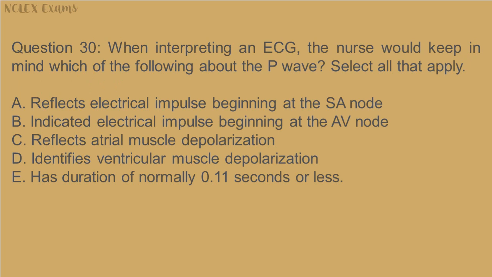Question 30. When interpreting an ECG, the nurse would keep in mind which of the following about the P wave. Select all that apply. A. Reflects electrical impulse beginning at the SA node. B. Indicates electrical impulse beginning at the AV node. C. Reflects atrial muscle depolarization. D. Identifies ventricular muscle depolarization. E. Has duration of normally 0.11 seconds or less.